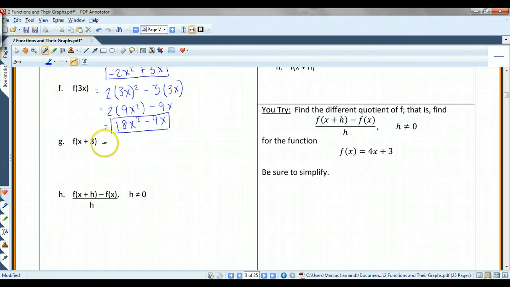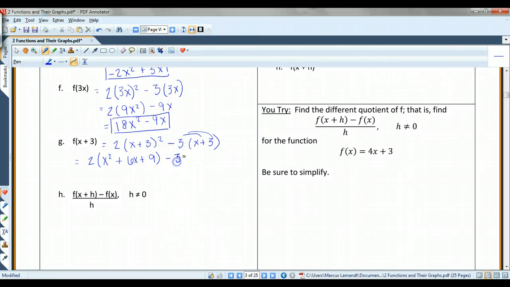Alright, this one's going to be a little bit tricky. We've got 2 times x plus 3 squared, minus 3 times x plus 3. The second term is not so hard, but the first term might be a little bit tricky. We need to FOIL this. If you remember, when you FOIL a perfect square, you're going to get x squared plus 6x plus 9. Basically, the first term squared plus 2 times these two terms multiplied together plus the second term squared.